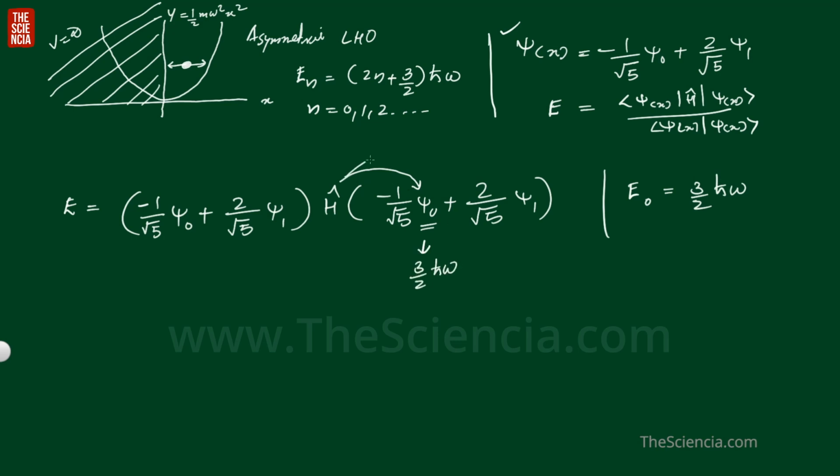And when this Hamiltonian operates on psi 1, that will give its energy. What is its energy? E1, we have to substitute 1 for this n, that is 2 plus 3 by 2, that is 7 by 2 h cross omega.